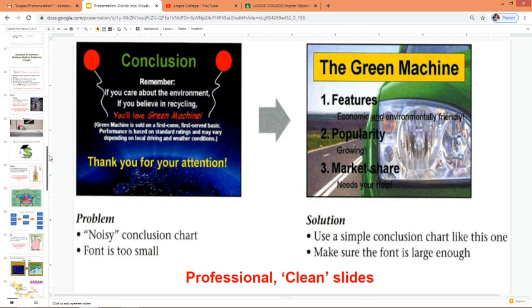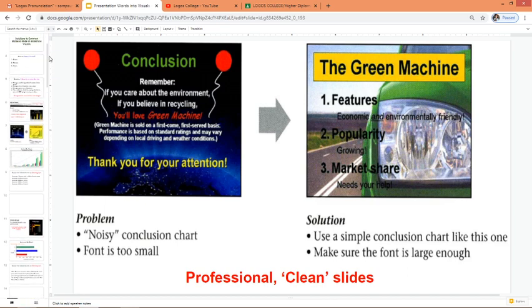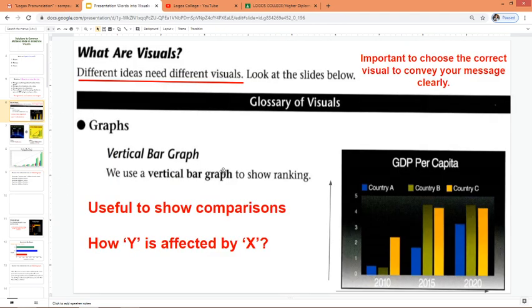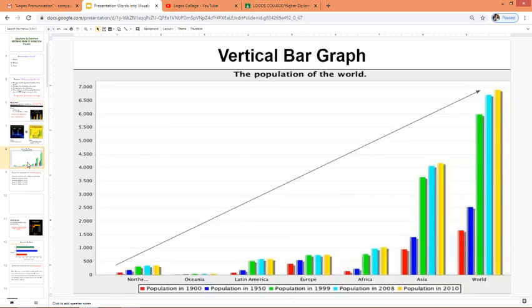All right, today we're going to do that with some information I have here. The first type of graph that we started talking about was this vertical bar graph. A vertical bar graph is good to show comparisons on how y is affected by x, right? In this case, y is your vertical axis that goes up and down, and x is your horizontal axis that goes left and right. So a vertical bar graph is good to show a trend.